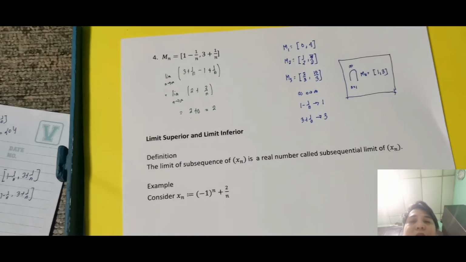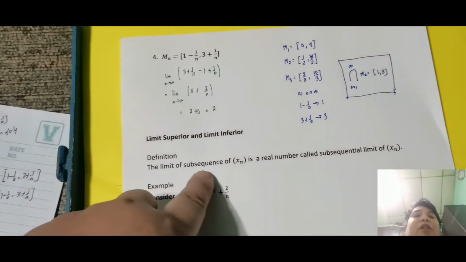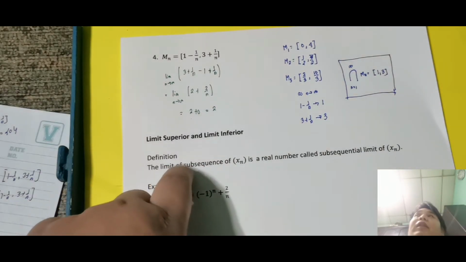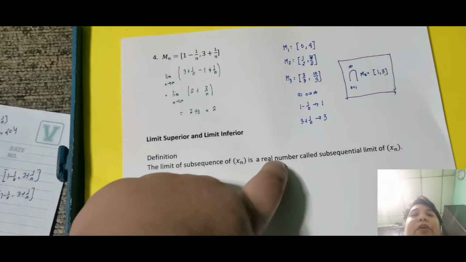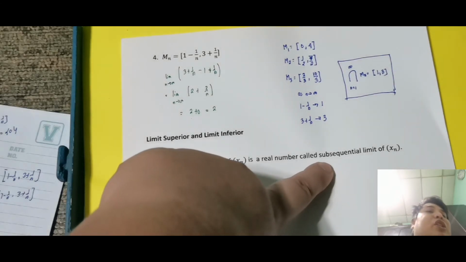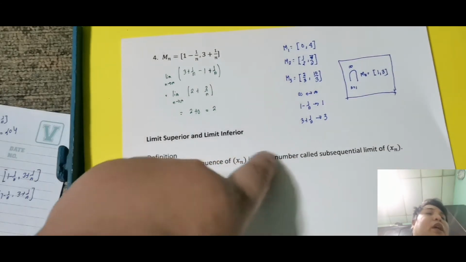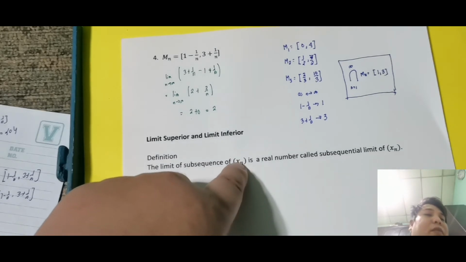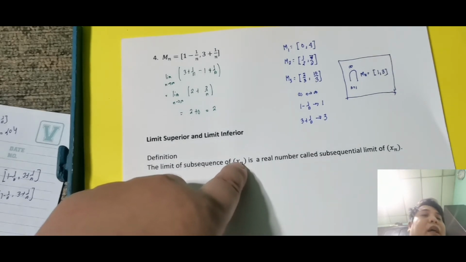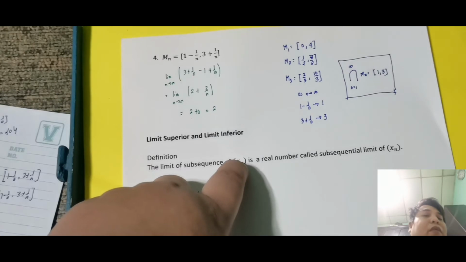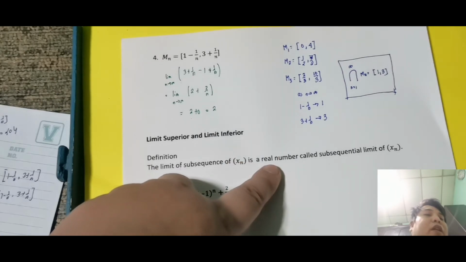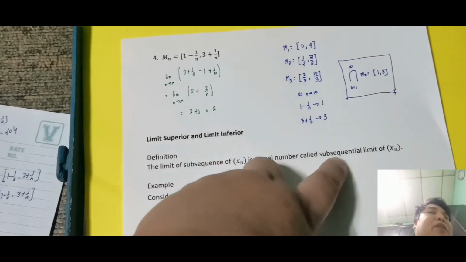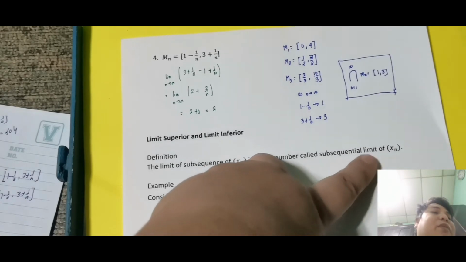So ano naman si limit superior at si limit inferior? By definition muna, before tayo mapunta diyan: the limit of a subsequence of x sub n is a real number called a subsequential limit of x sub n. Ulit ko lang, ang subsequence ng x sub n natin ay si x sub n sub k, di ba? Tama. Kapag si x sub n sub k ay may limit, ang tawag sa kanya, in terms of x sub n, ay subsequential limit of x sub n.